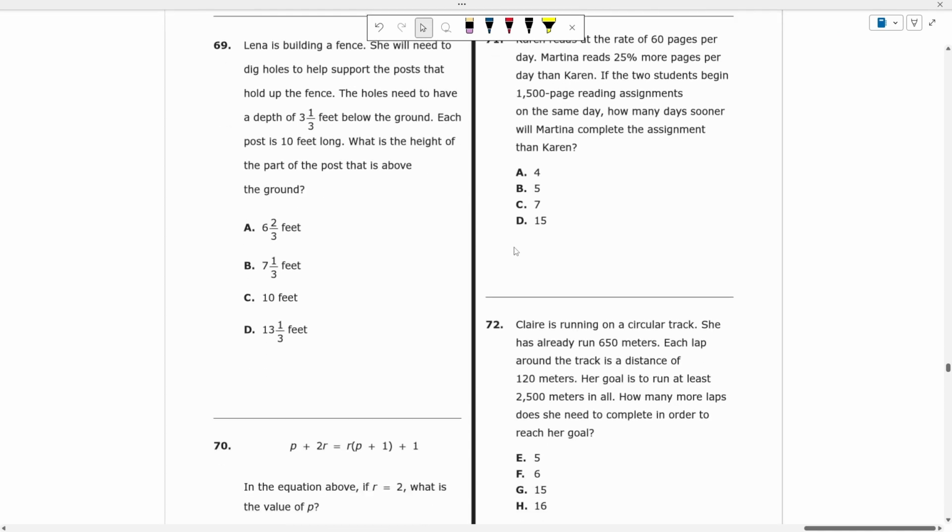Moving on to 69, it says that Lena is building a fence. She will need to dig holes to help support the posts that will hold up the fence. The holes need to have a depth of 3 1/3 feet below the ground, and each post is 10 feet long. What is the height of the part of the post that is above the ground? That's a lot of words here.